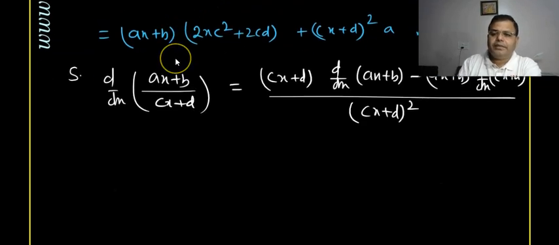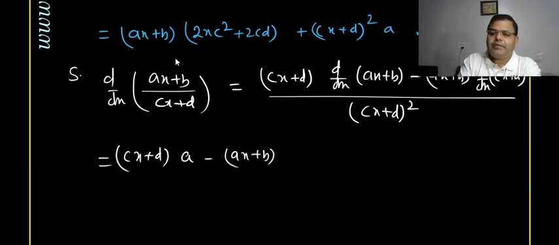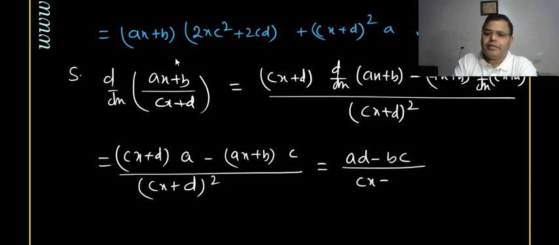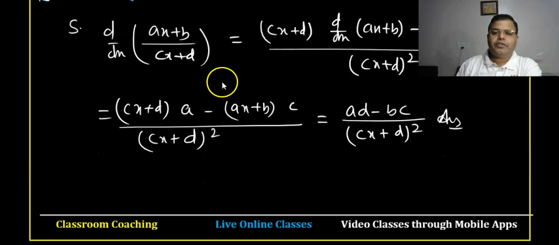So what will come finally? That will come up here: (cx plus d) into derivative of (ax plus b), which is a, minus (ax plus b) into derivative of (cx plus d), which is c, and derivative of d will be 0, divided by (cx plus d) whole square, isn't it? So acx will be coming here and acx will come there, so that cancels out. Now ad minus bc will be left upon (cx plus d) whole square, and that will be the answer. So this is question 5.